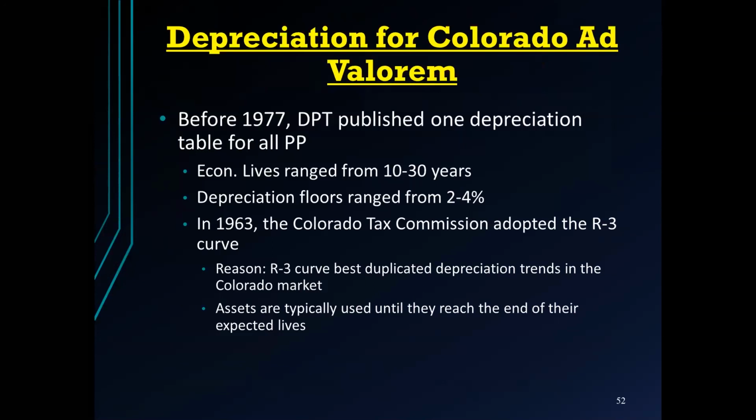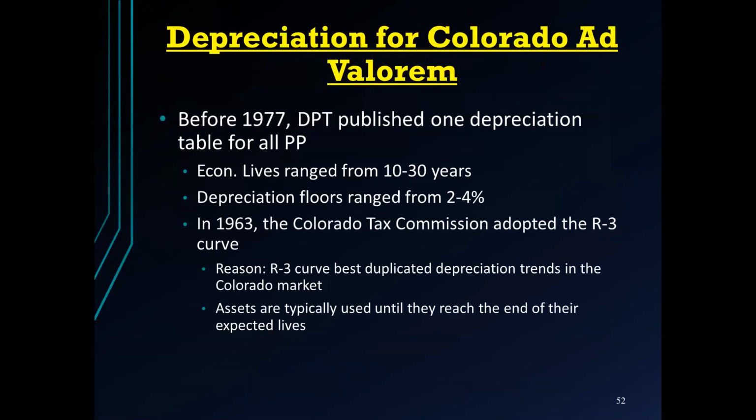They are very firmly established. There is lots of precedence for the reliability and use of our tables. And here's some of the history. Before 1977, and this goes back way before that, the DPT published one depreciation table for all personal property. With that depreciation table, economic lives ranged from 10 to 30 years, and then there was a floor value of between 2 to 4%. So it never went to zero.